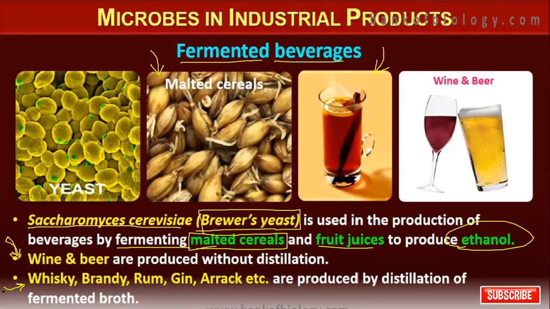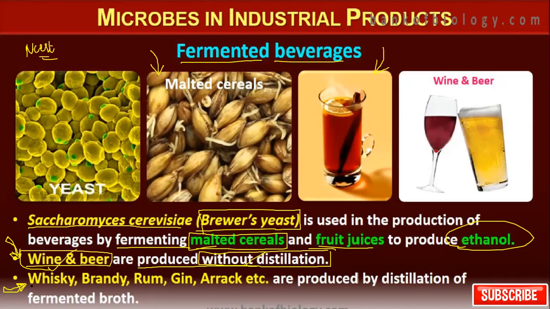Okay, so these are some of the brands of alcohol that we have to study, or that are mentioned in our NCERT textbook for you to refer. First is wine and beer. Wine and beer are the alcohol which are produced without distillation. These 2 points are very important. So you have to study wine and beer. They are produced without distillation.